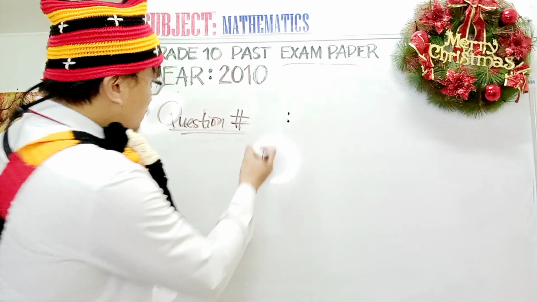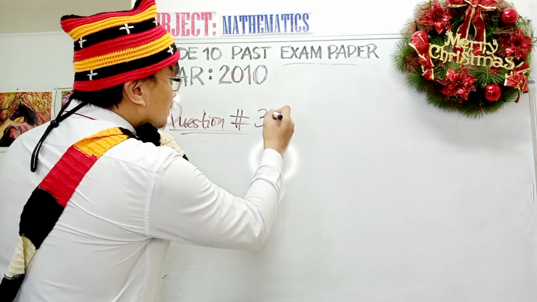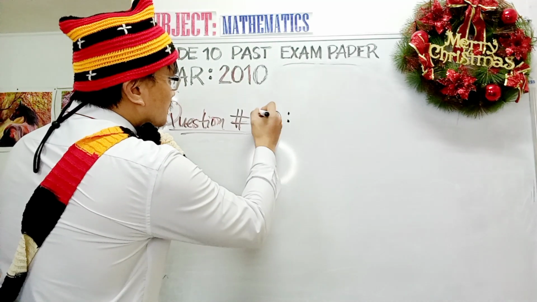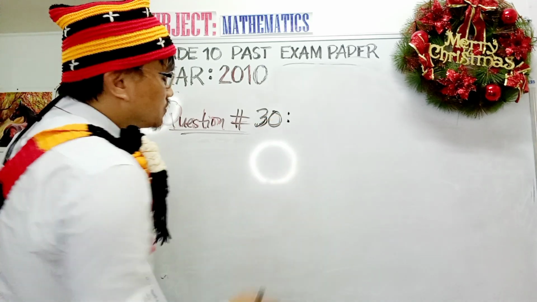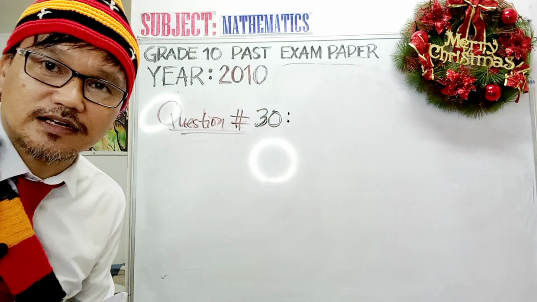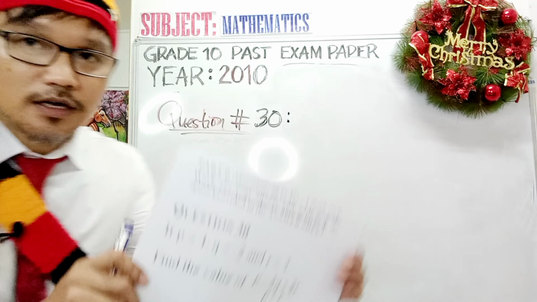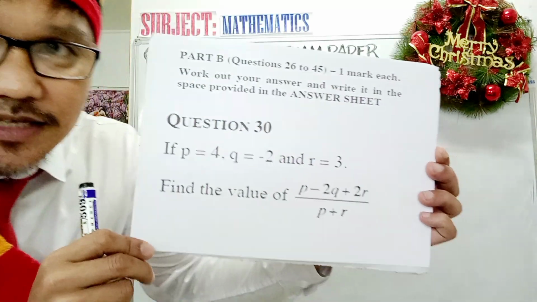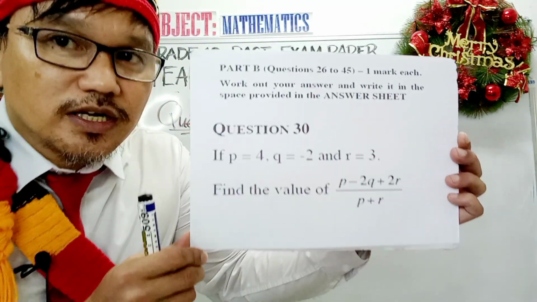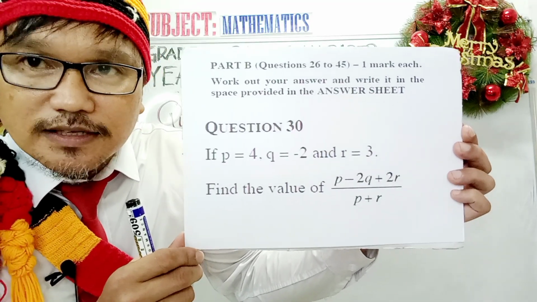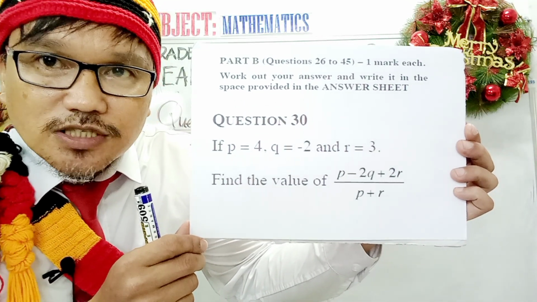Now, let's move on to question number 30 for this video. There are 2 questions. We've done question number 29, and now let's move on to question number 30. Question number 30 is just very easy, ladies and gentlemen, students around the world, grade 10 students, especially in Papua New Guinea. Okay, this is question number 30.